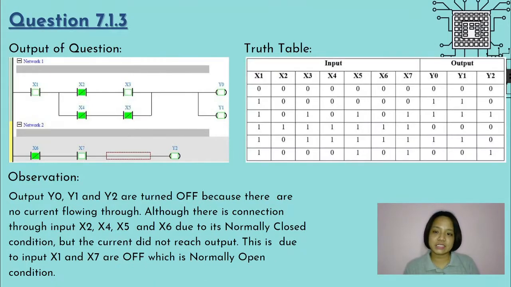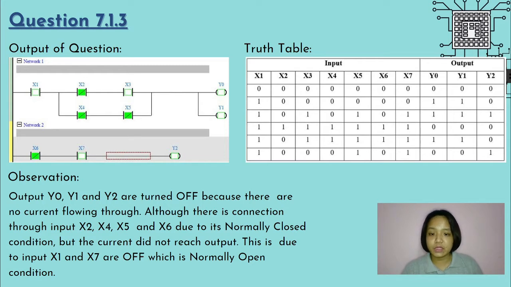Now I will explain question 7.1.3. This is the output circuit for the first row of the truth table, whereby we set the inputs x1 to x7 to the off condition, which is 0. For a normally open component, which is x1, x3, and x7, when it is off, the current will not flow through. For a normally closed component, such as x2, x4, x5, and x6, when it is off, the current will flow through. However, outputs y0 and y1 will be in the off condition because the whole network has no current flowing in, due to x1 being in the normally open condition.